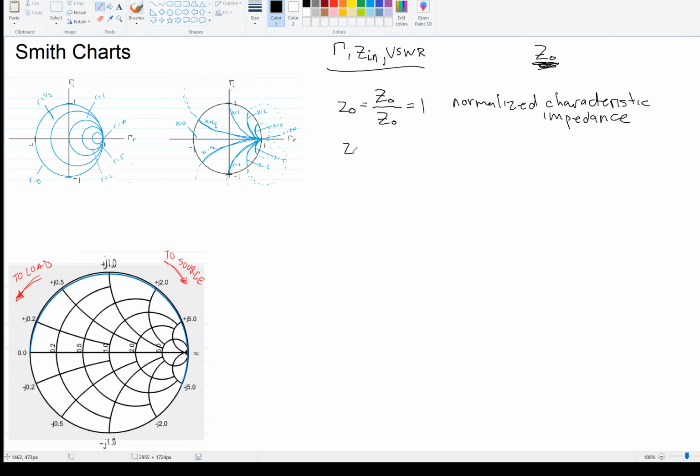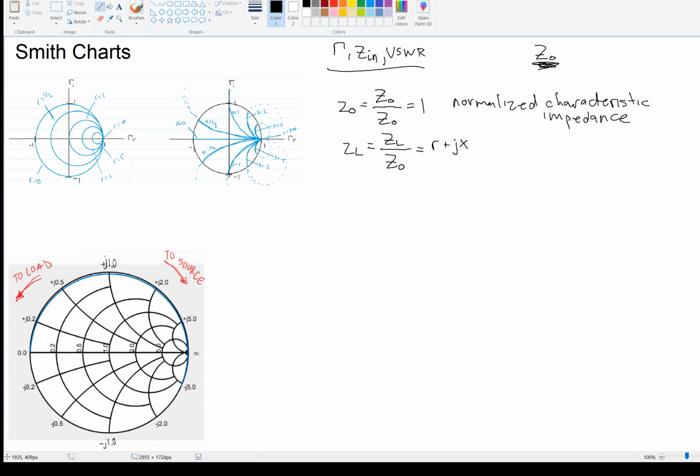So the next thing we're going to do is we're going to take the load impedance, and so again this is lowercase z, meaning a normalized load impedance. We're going to take the actual load impedance and divide it by the characteristic impedance of the line. And so this will not give us in general unity, this will give us possibly a real part and an imaginary part, and so I will represent that as R plus jX. The R stands for resistance and the X is for reactance.